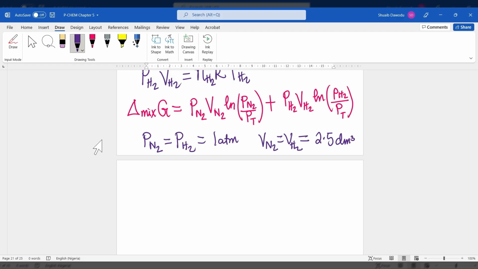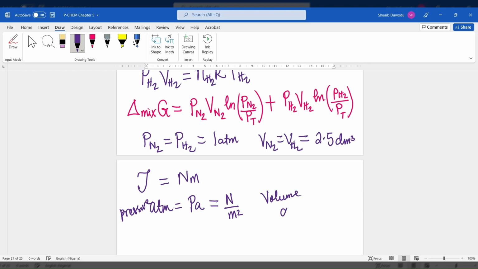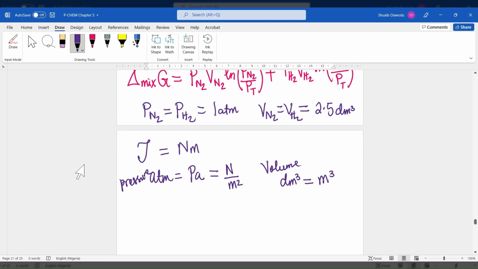So what this is telling you is that our final answer has to be in the form of joules or Newton meter. In this case, we have our pressure in atmosphere, and we have our volume in decimeter cube. So that means we have to convert from atmosphere to Pascal, because Pascal is simply Newton per meter squared, okay? And then we have to convert our volume from dm cube to meter cube. That is what we have to do to the values before we can substitute, so that we can easily get our final answer in joules.